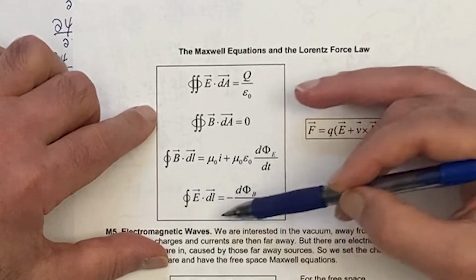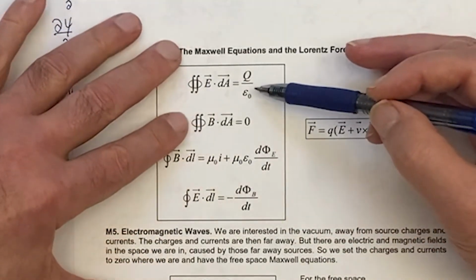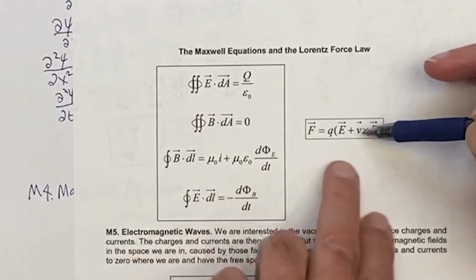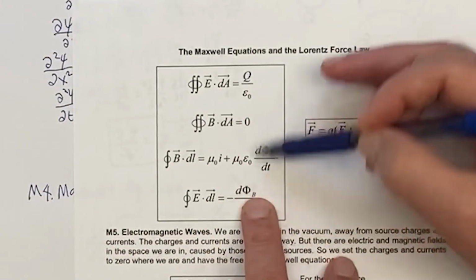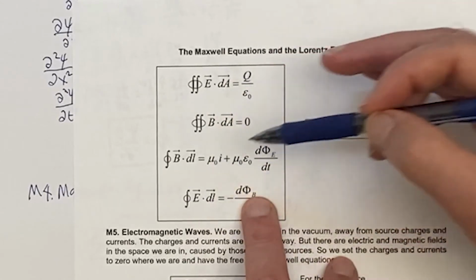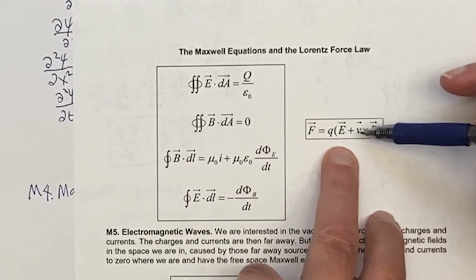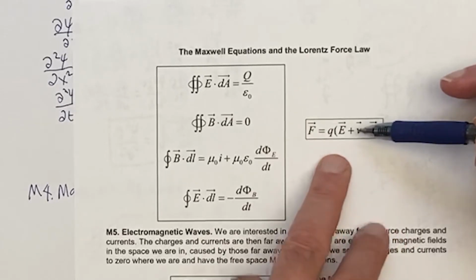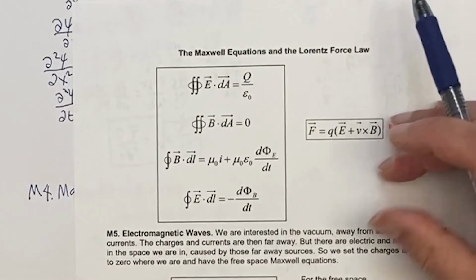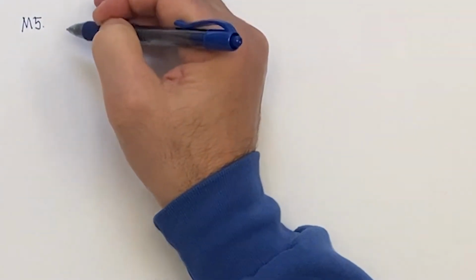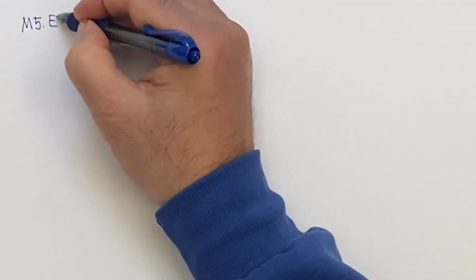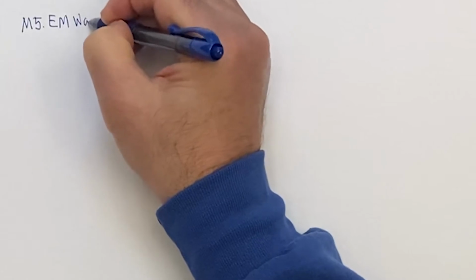So if you look at the four equations, these are the laws of electricity and magnetism, and this is the Lorentz force, how charge responds to the fields. This is how the sources create the fields, and then this is how a charge that's in the vicinity of those fields experiences something like motion. So now we're going to go to M5. We're finished with the Maxwell equations, and now we're going to look at E and M waves.